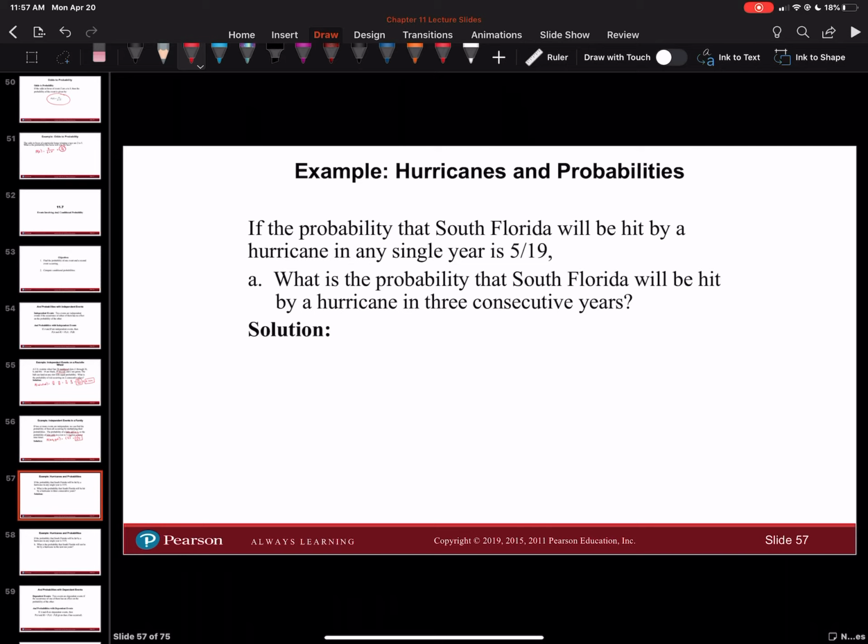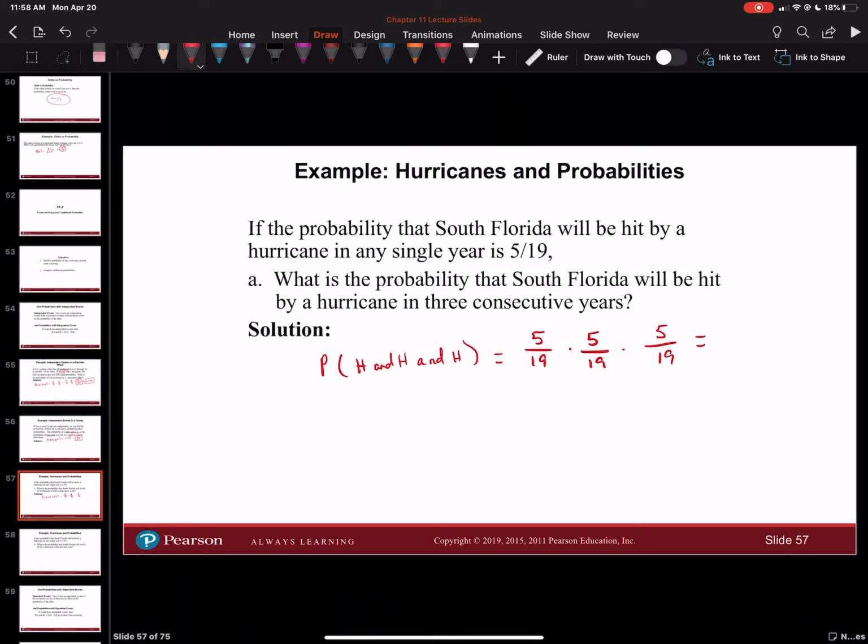Now, the same case. Since it's only 3, I'll write it out. So it's the probability of a hurricane and another hurricane and another hurricane, which is 5/19 times 5/19 times 5/19. Or you could have done 5/19 raised to the 3 if you really wanted to.